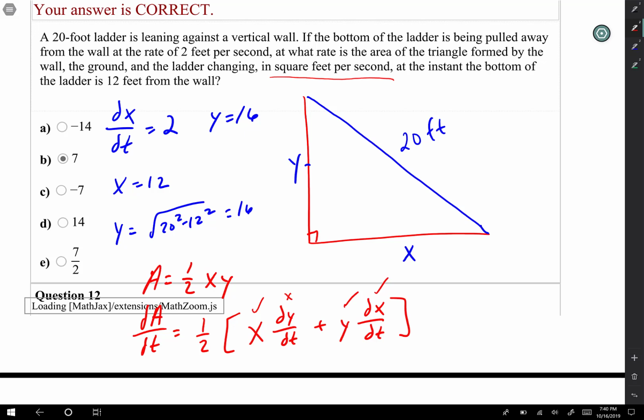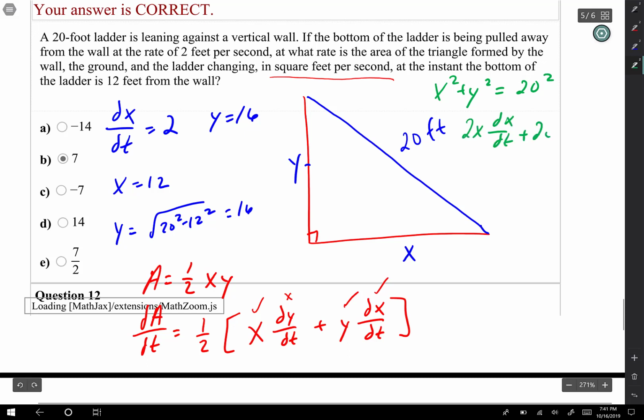So how I'm going to get dy/dt is by doing the Pythagorean theorem. I'm going to do it here on the side, guys. x squared plus y squared equals 20 squared. The 20 is not changing. You can write z squared if you want, but when you take the derivative, it's always 0 because it's not changing. So 2x dx/dt plus 2y dy/dt equals 0. Again, factor out the 2, divide, so you can cancel out those 2 like so.